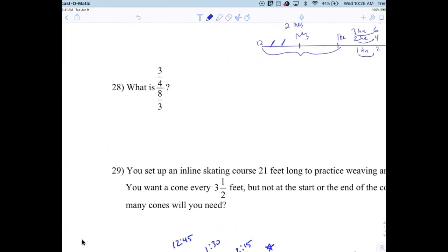Now, on the test, it will look like this. This fraction bar will be a little better. All right, this is called a complex fraction. So what does that mean? Yes, very smart. So that is the same as 3/4 divided by 8/3.